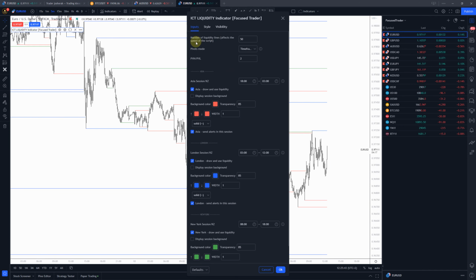And so we explained everything. We know what the number of liquidity lines is: it's the number of lines that are drawn on the chart. The pivots mode displays either a fixed number of pivot highs and lows, or liquidity from higher time frames on lower time frames. And now let's go to a very important thing, which is session.